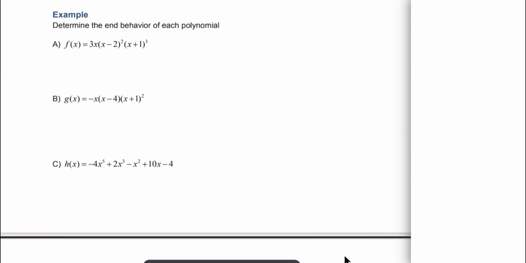Let's look at these polynomials and determine their end behavior. Up first, in example A, we can see that the degree is 1, 2, 3, 4, 5, 6. We have an even degree, which means the same direction. They're either both pointing up or both pointing down. Now we look at a sub n. A sub n is 3, which is a positive number, which means that both ends are going to point up.